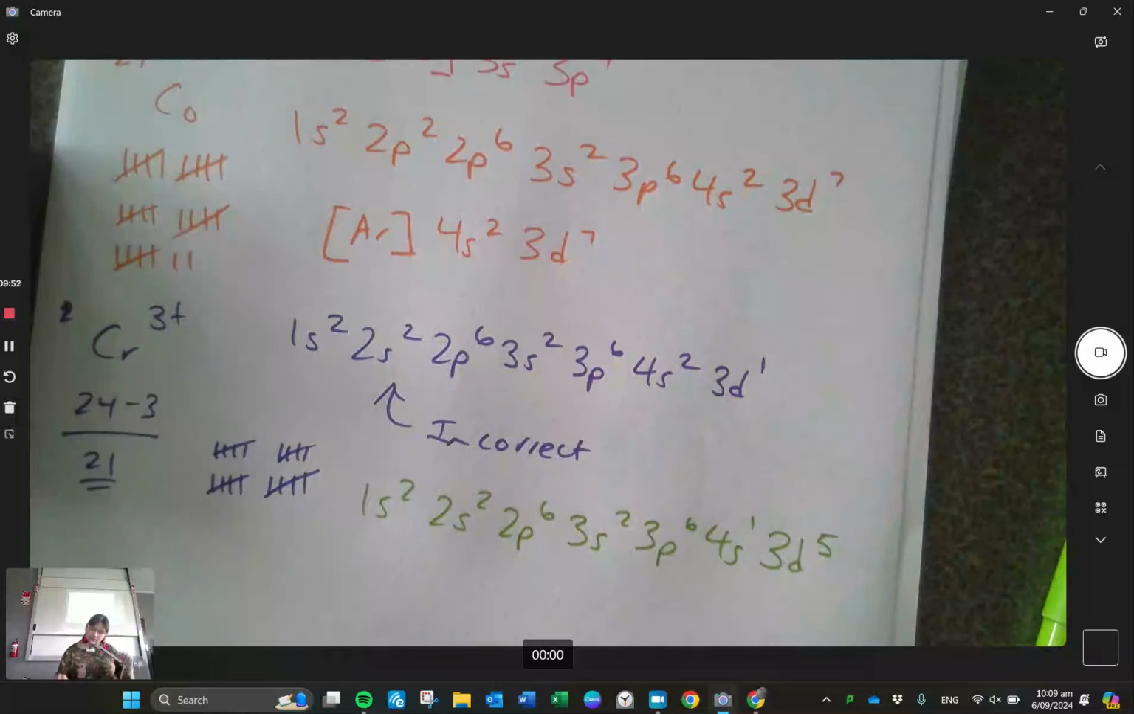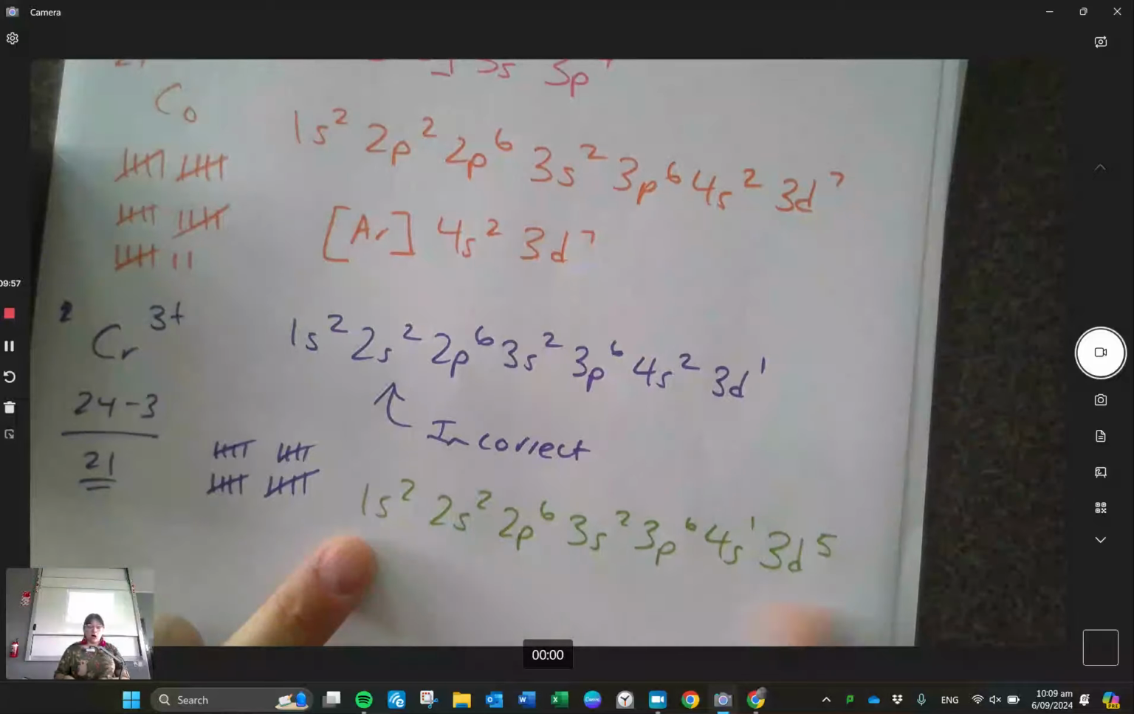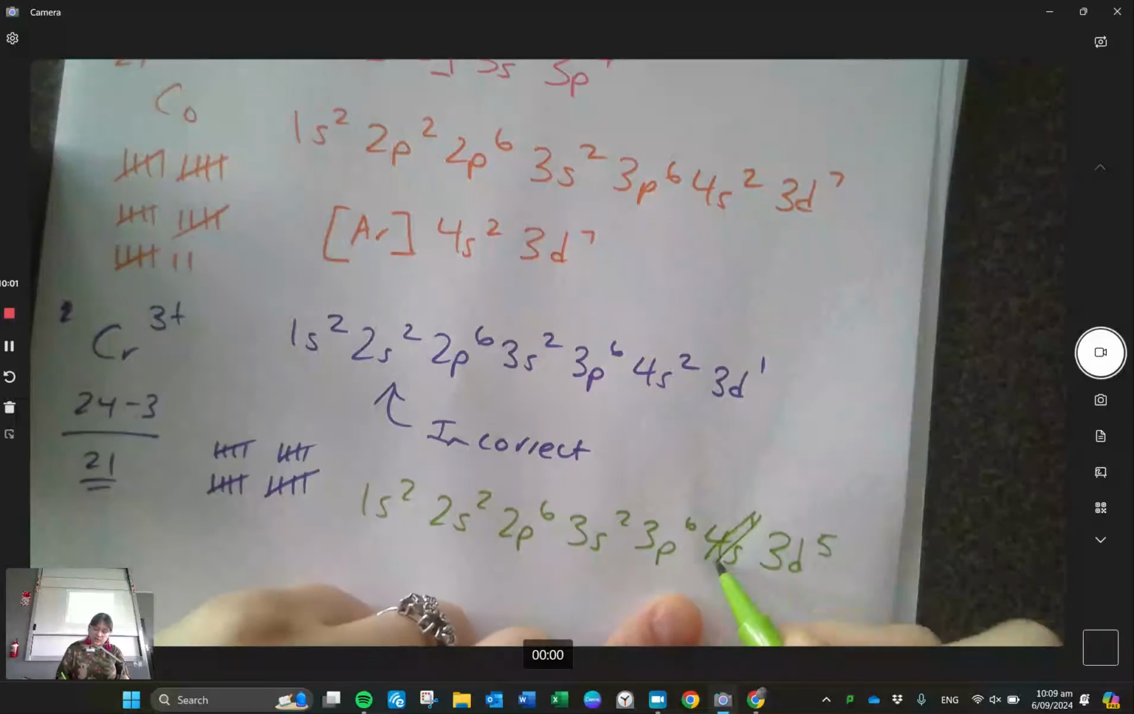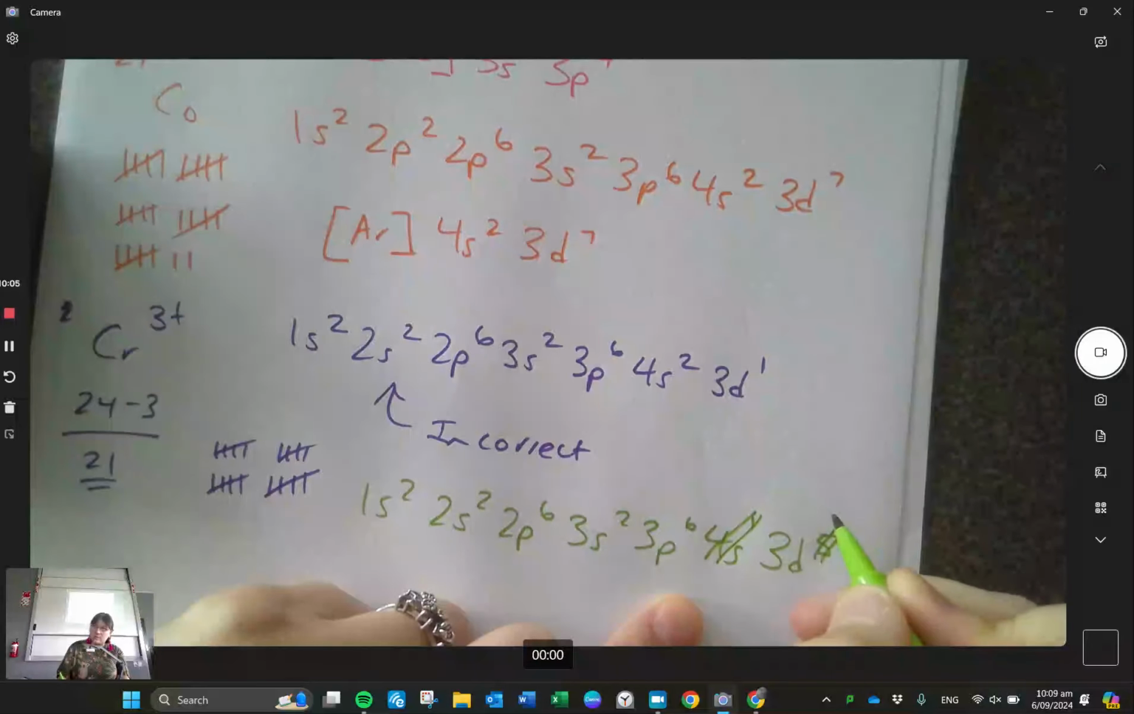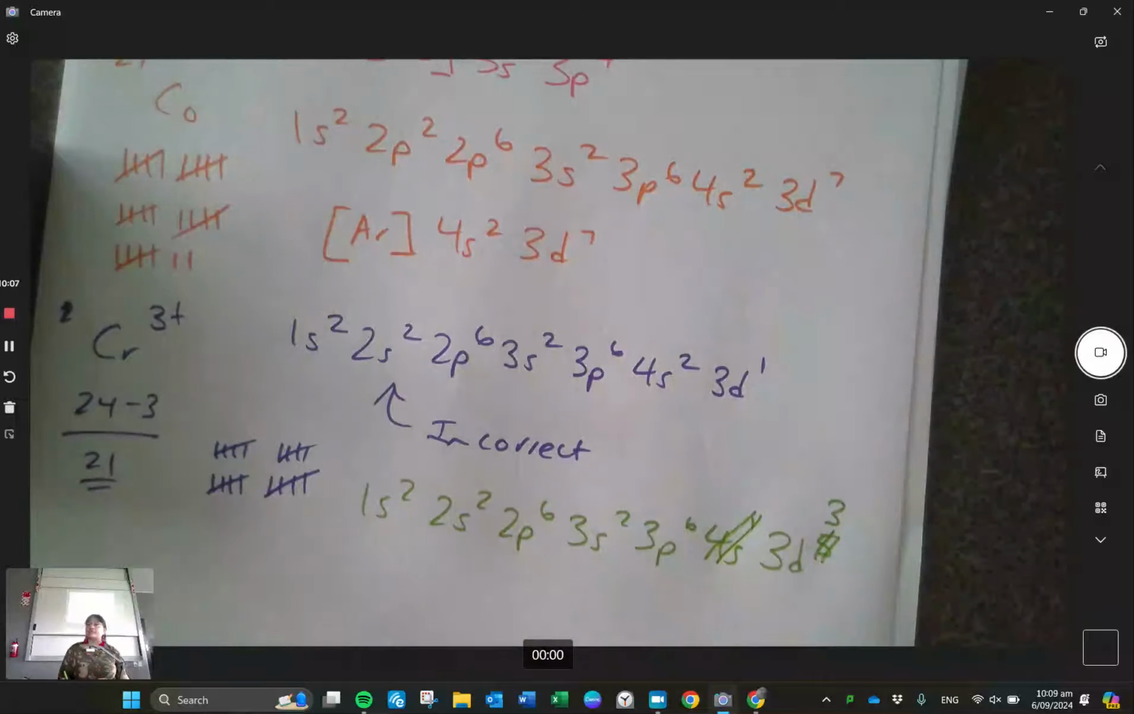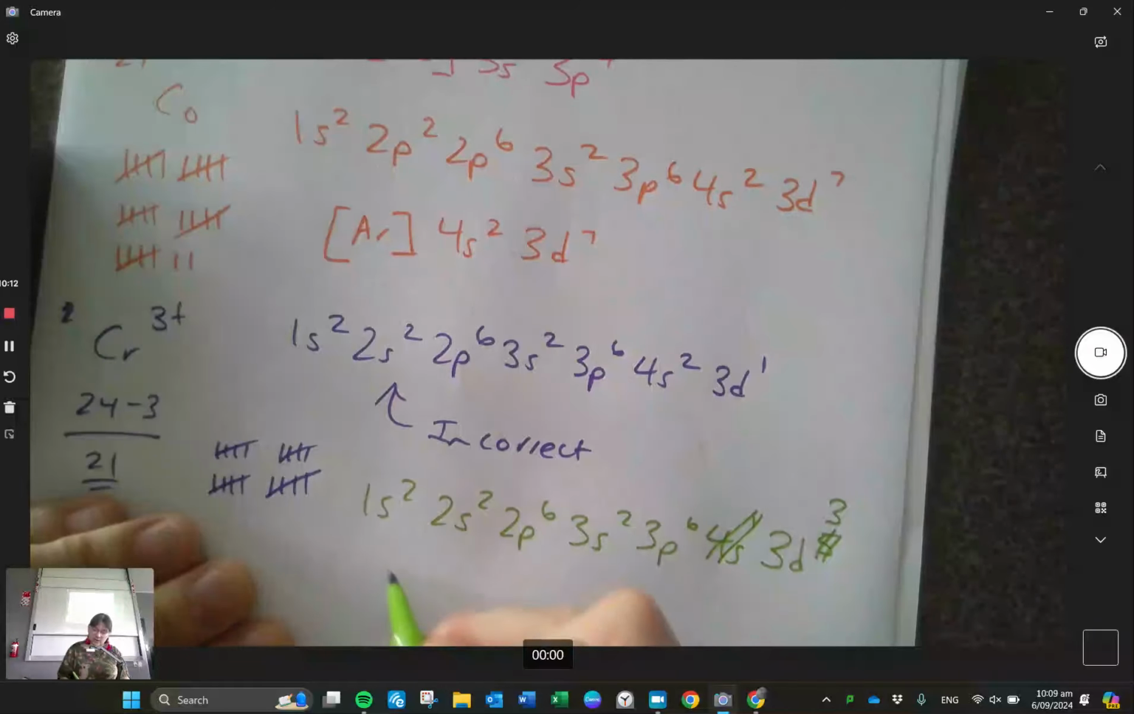Yes, it does. All right? So remember, it's an exception to the rule. If I'm taking 3 electrons off, I take it off the 4s first, and then I take the other 2 off of the 3d. So that would bring it to 3d3. 1, 2, 3. So this is the correct answer.